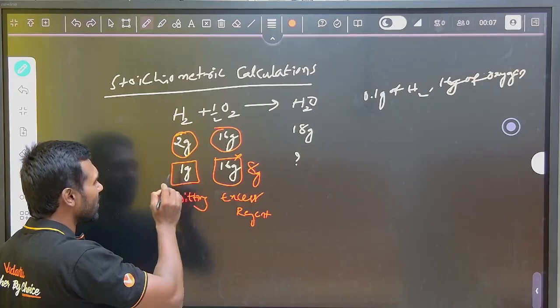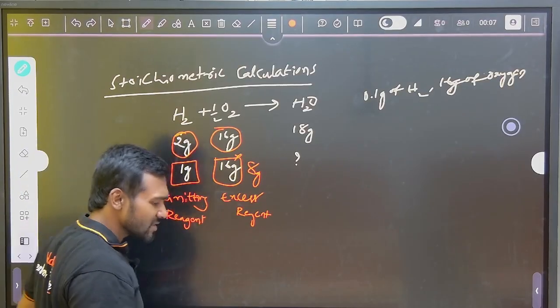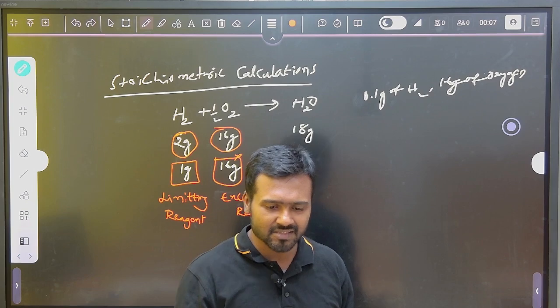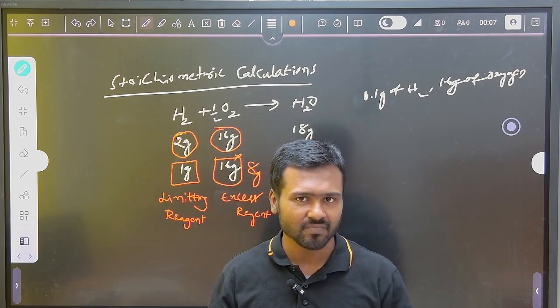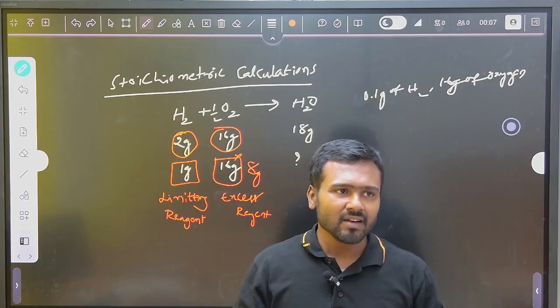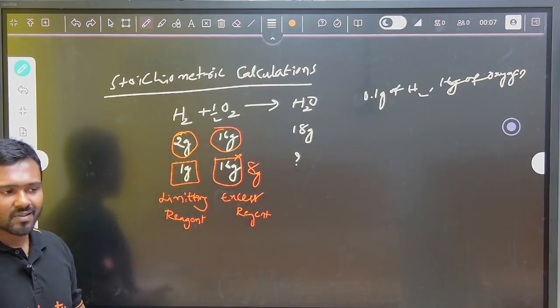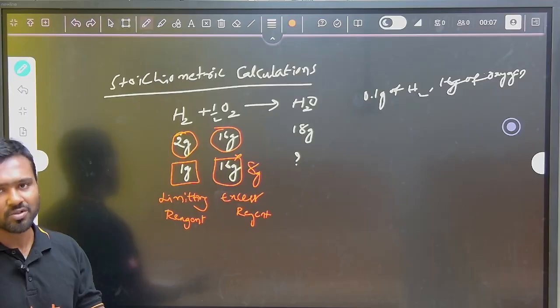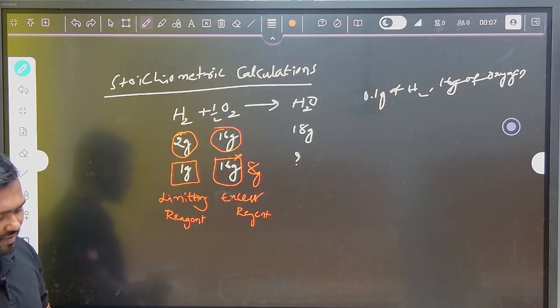Now the question comes, what is limiting reagent and what is excess reagent? So excess reagent, the name itself says excess. That means which is present extra in the reaction. Right? And which is present in the less quantity, whichever is in less quantity, that is considered as limiting reagent. That is considered as limiting reagent.